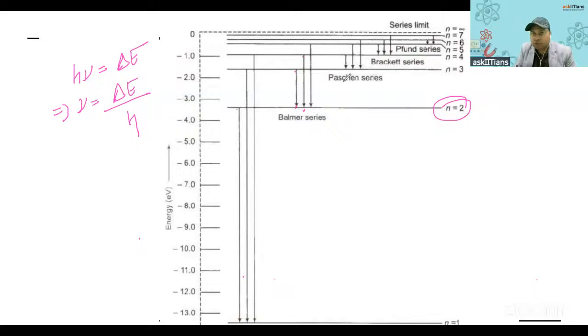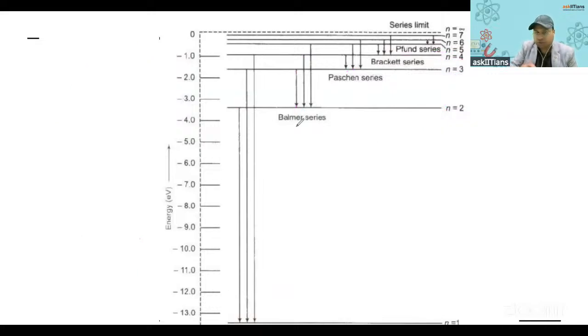Then we have the Paschen series, where 3 is the lower limit, so we can have transitions of 4 to 3, 5 to 3, 6 to 3. Then the Brackett series, where n is equal to 4 is the lower limit. And then the Pfund series, where n is equal to 5 is the lower limit. So this diagram is important to know what the Balmer series and the Paschen series are.